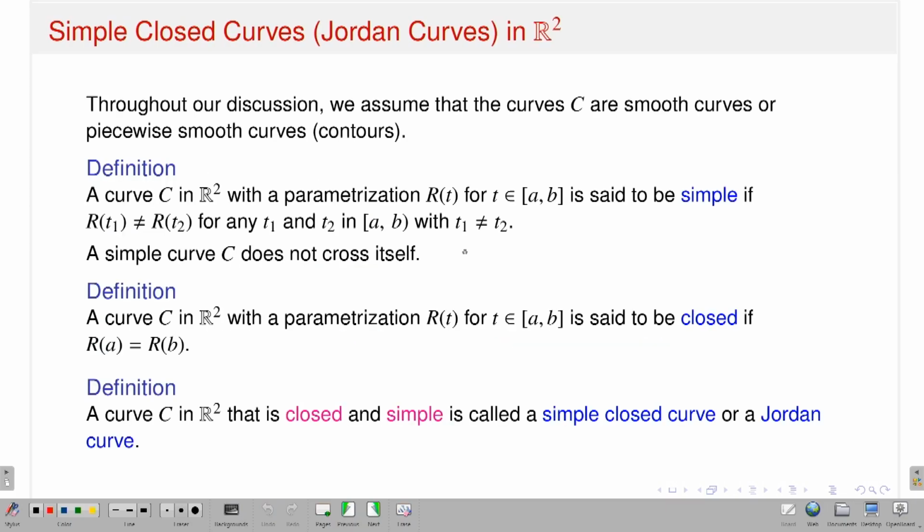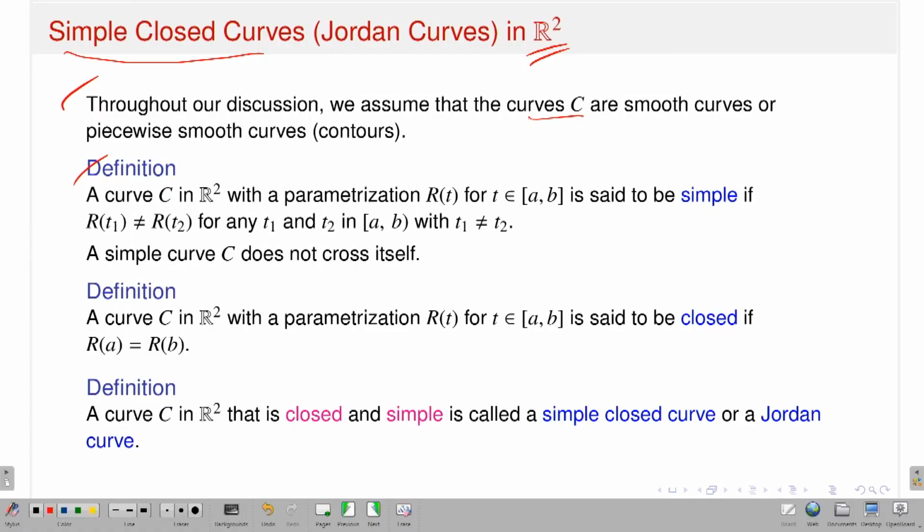Okay. So, let us recall once again what I mean by curve, simple curve or simple closed curve. I have written that a simple closed curve is sometimes known as a Jordan curve. Again, I restrict myself to 2-dimensional Euclidean space. Throughout our discussion we assume that the curves C are smooth curves or piecewise smooth curves or contours. Unless otherwise mentioned, I will always assume that my curves are smooth or piecewise smooth, or actually contours, if you remember. Okay. So, what is the definition? Let me recall the definition.